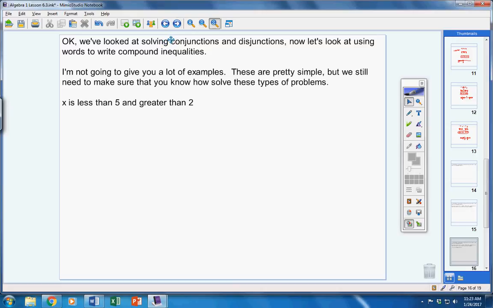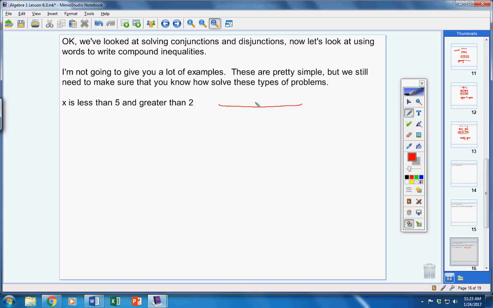X is less than 5 and greater than negative 2. This "and" right here is the key. That means you're dealing with a conjunction. Got it? So I've got an X. Now, I think the best thing to do is to get a picture of it. We know we're dealing with a conjunction. I'm not going to make you graph these. It's up to you, but I'm telling you a graph will help you write the inequality.